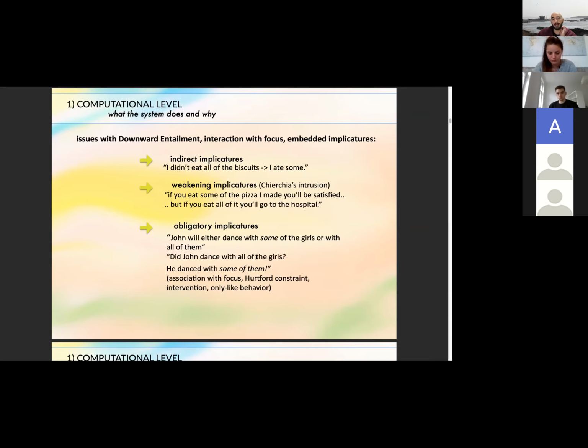Or again, if you stress the trigger by putting intonation focus, then the implicature is very, very difficult to cancel, impossible to cancel. So for instance, if someone asks you, did John dance with all of the girls at the party? And you answer, he danced with some of them. And it's not natural to continue the sentence by saying, and as much as I know, he might have danced with all of them, right? It sounds like you are contradicting yourself. So if you put stress on the scalar item, you make the implicature obligatory.